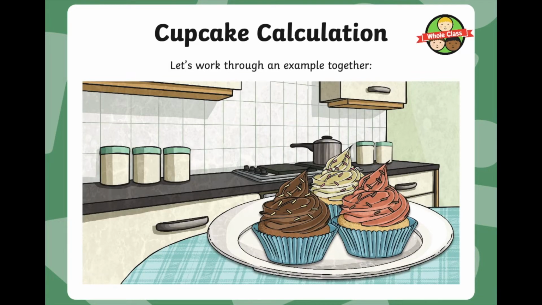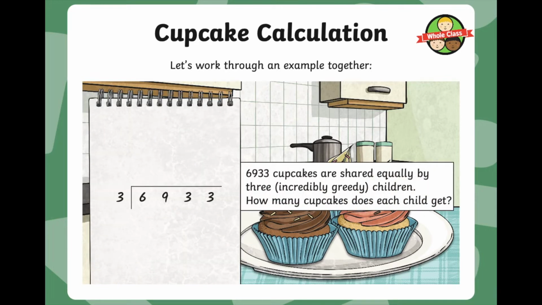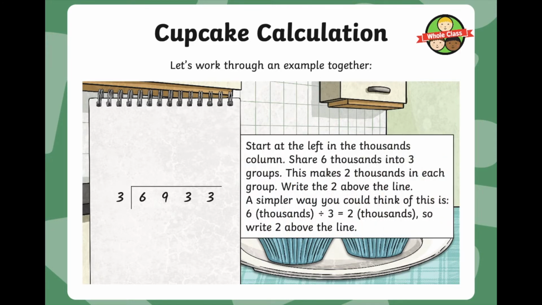Cupcake calculation. Let's work through an example together. 6,933 cupcakes are shared equally by 3 incredibly greedy children. How many cupcakes does each child get? Start at the left in the thousands column. Share 6 thousands into 3 groups. This makes 2 thousands in each group. Write the 2 above the line. A simpler way you could think of this is 6 thousands divided by 3 equals 2 thousands, so write 2 above the line.